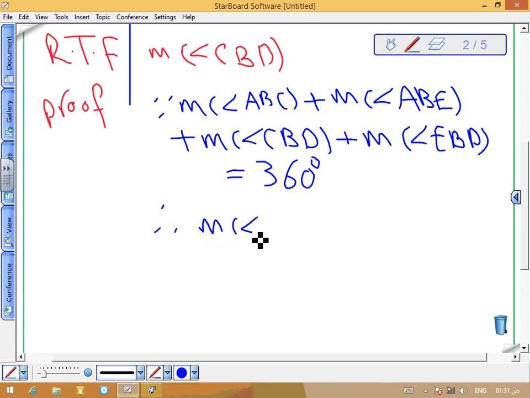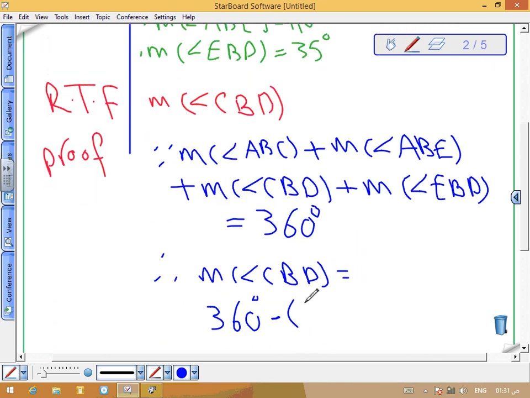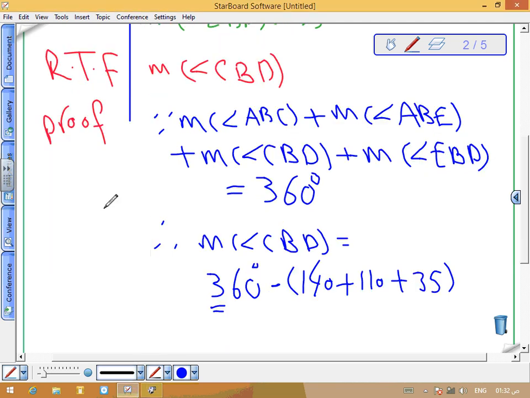Then we can say that therefore measure of angle CBD equals 360 degrees minus open brackets, and right between them 140 plus 110 plus 35, and that equals 75 degrees. And here we have finished solving this problem using deductive proof.